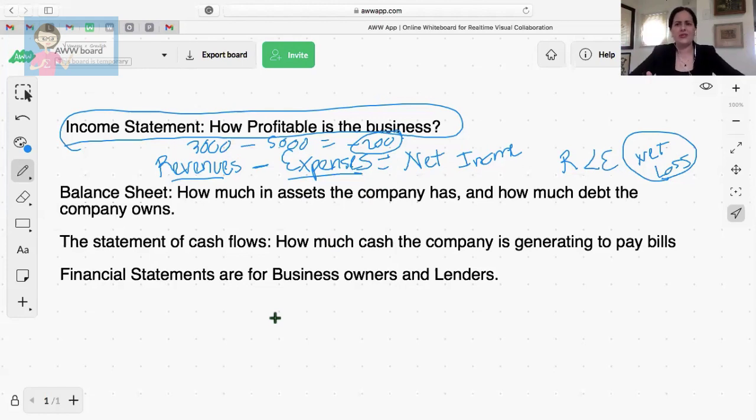Well, as a business owner, you're going to say, wow, but my expenses are probably half of what my revenue is. So this is the problem with situations like what we're having right now with COVID.